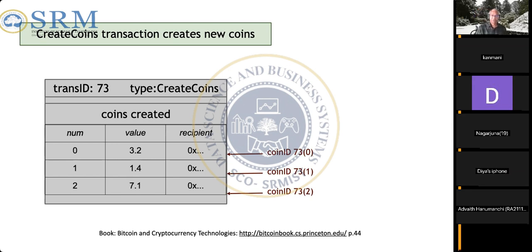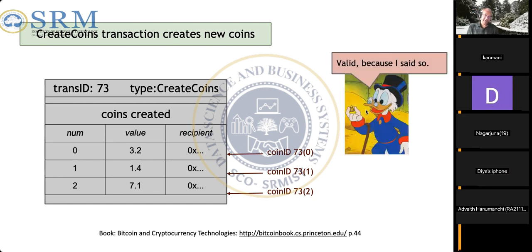Okay, so we create the transactions like this. Since Scrooge signs this transaction, it is valid, because he's the one who creates the coins.